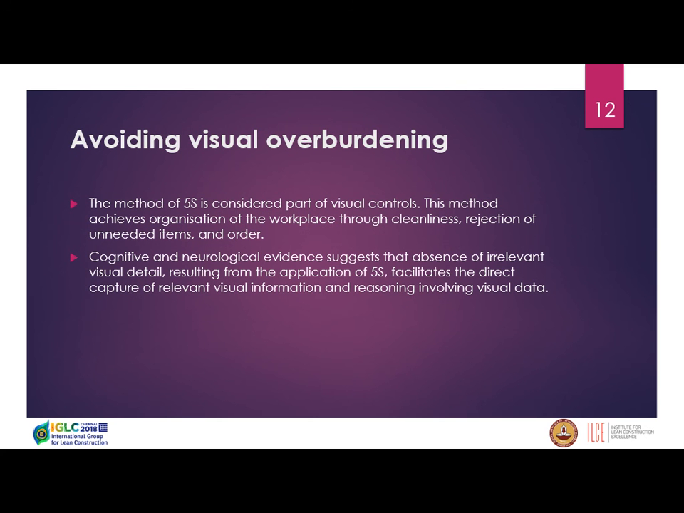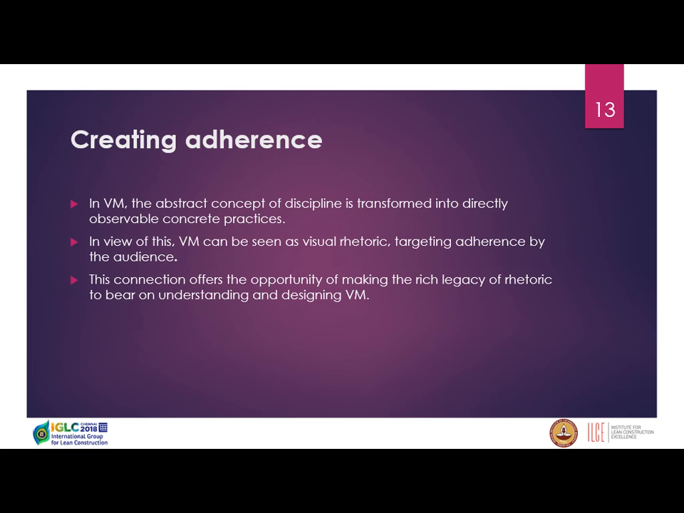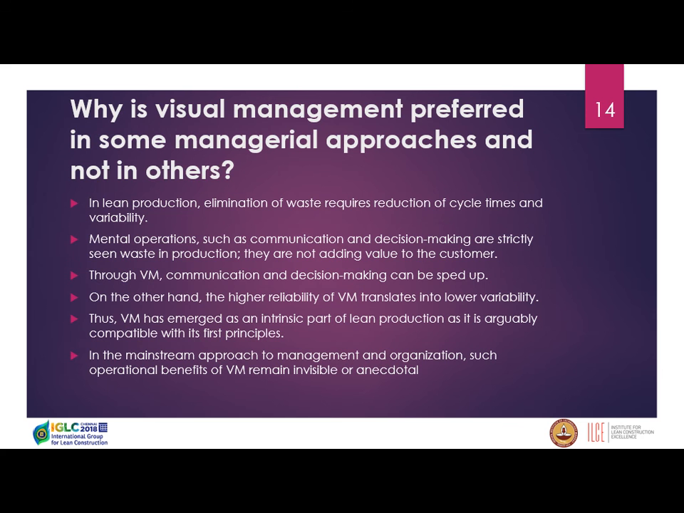Avoiding visual overburdening: 5S is exactly that. We are better at capturing the situation when there are no disturbing elements out there. Creating adherence: in rhetoric, actually, from early on, it was not only oral, but people were using gestures, pictures, and so on. So rhetoric is one underlying discipline of visual management tools.